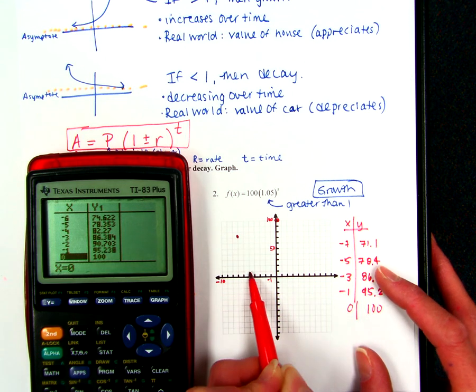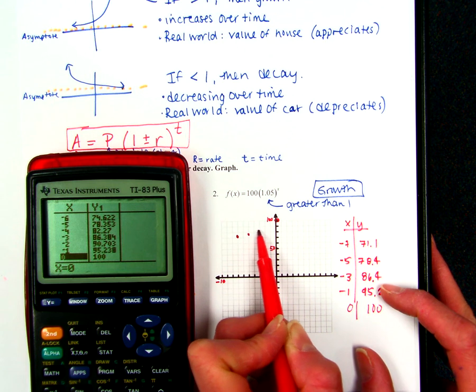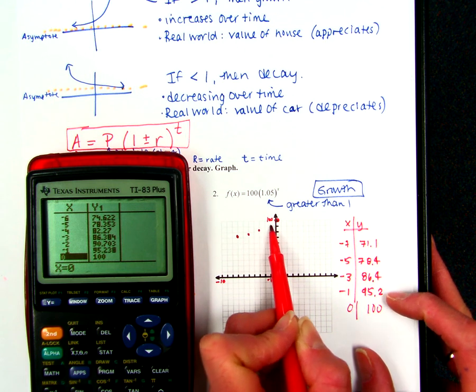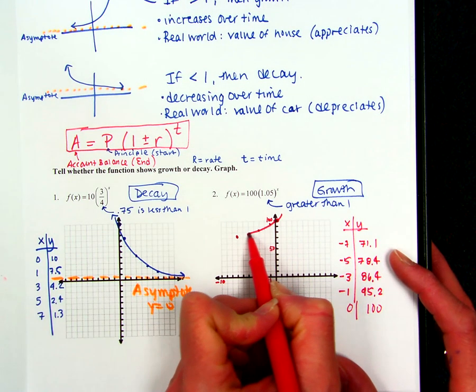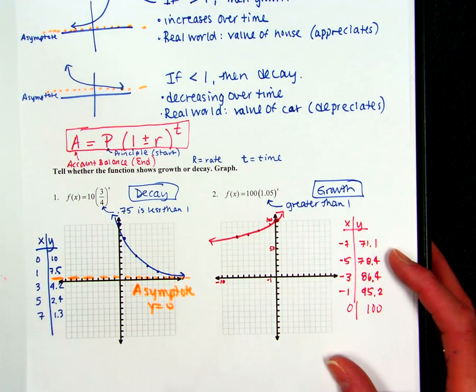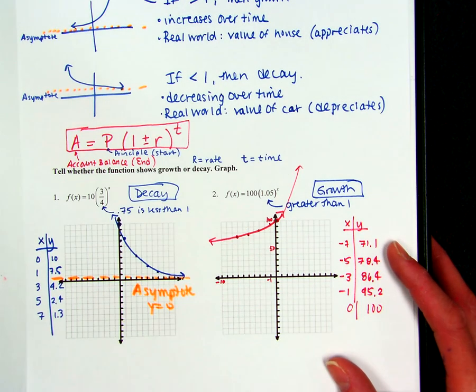So at -5, we're at 78. At -3, we're at 86. At -1, we're at 95. All right, so you can see that you've got growth over time. It's increasing over time. Eventually, it's going to go way up here, right?